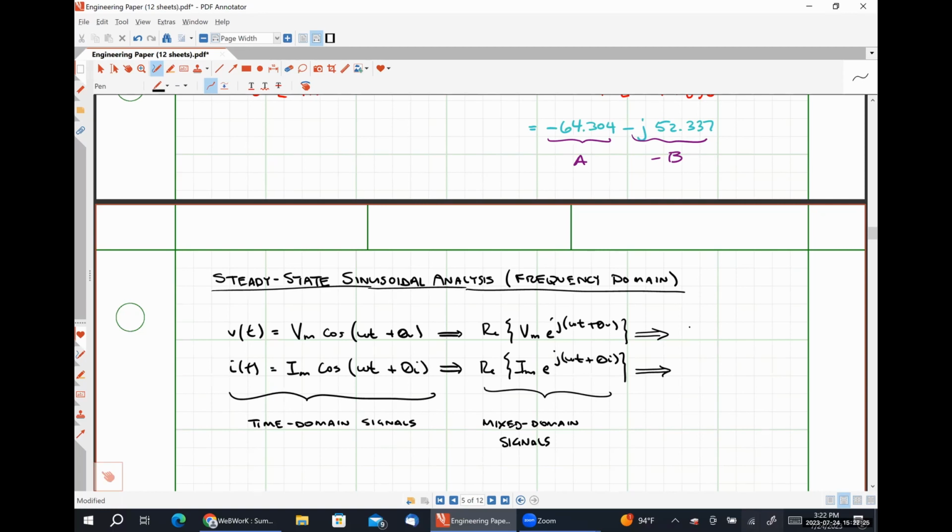So our phasor voltage V is going to be denoted by having a bar over it. And it is going to be simply the magnitude of our time domain signal and the phase angle of our time domain signal, and everything else gets thrown away. Same thing for our current phasor. We're going to have simply Im angle theta i. So these are our frequency domain signals.